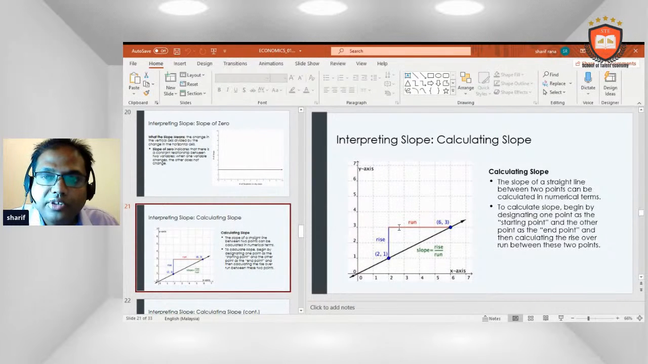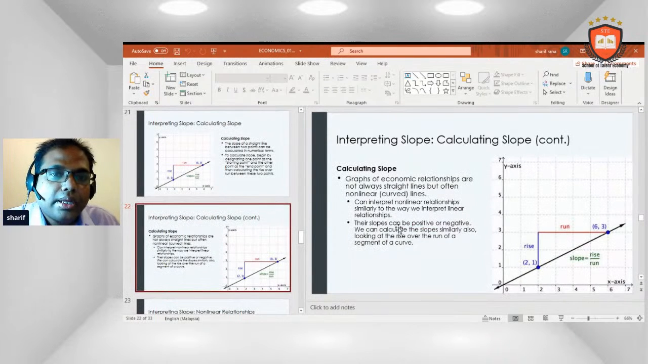Calculating slope. The slope of a straight line between two points can be calculated in numerical terms. To calculate slope, begin by designating one point as the starting point and the other point as the end point, and calculate the rise over run between these two points. Interpreting slope: graphs of economic relationships are not always straight lines but often non-linear lines. We can interpret non-linear relationships similarly to the way we interpret linear relationships.